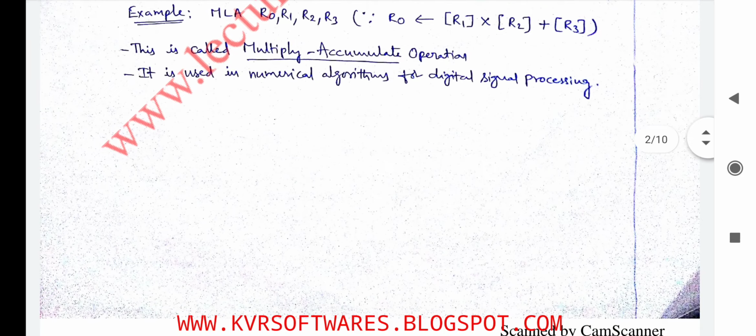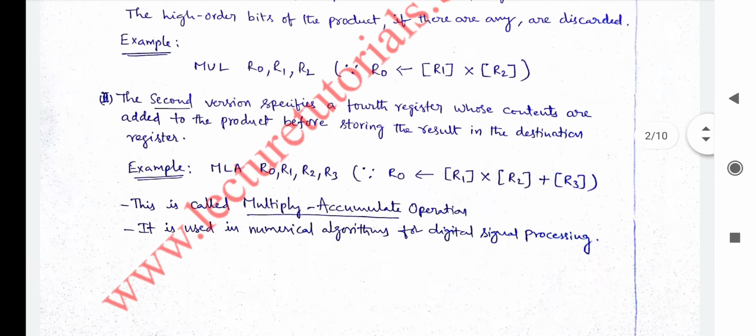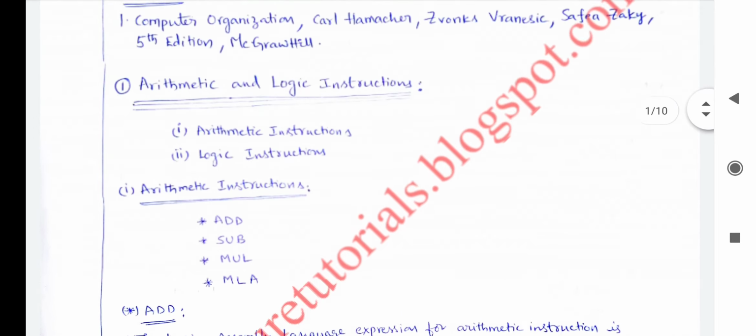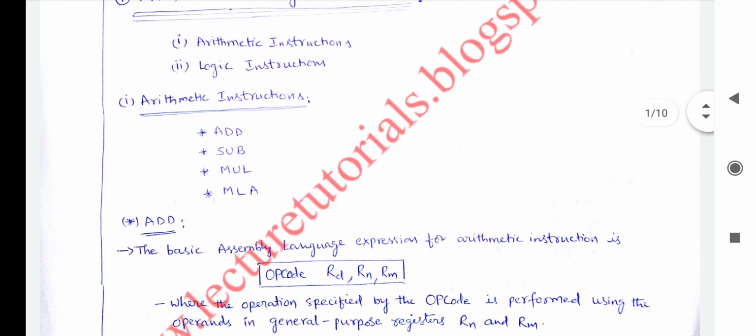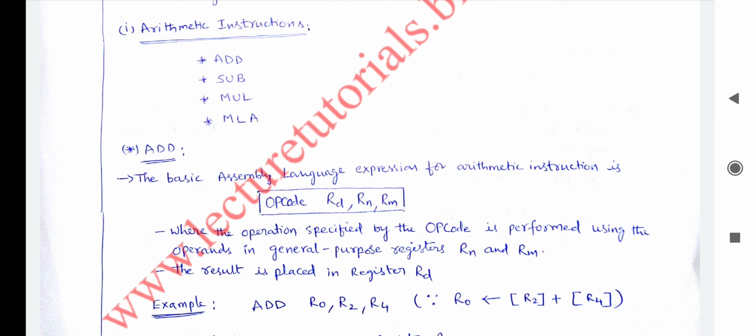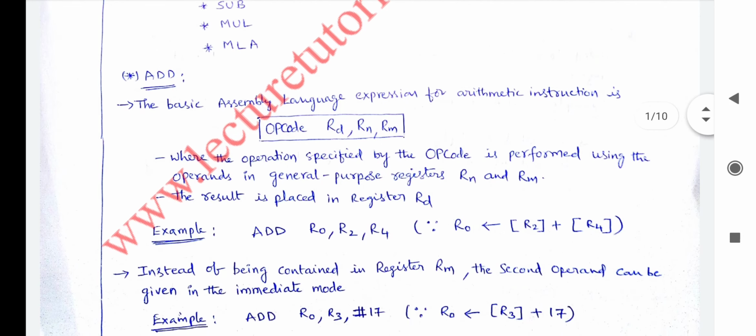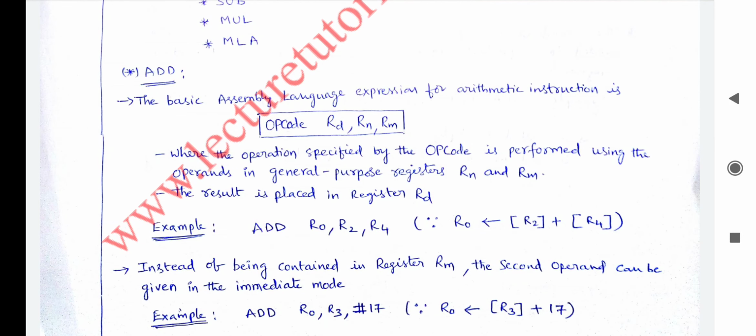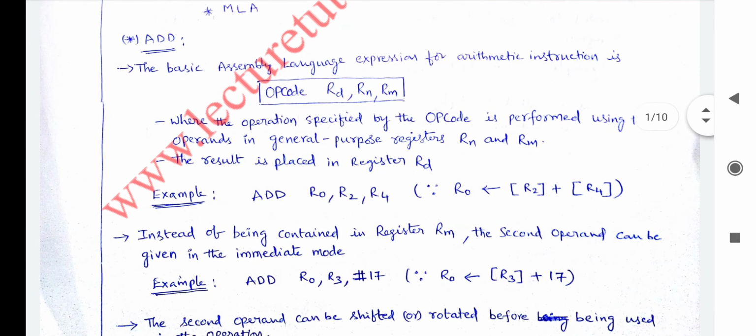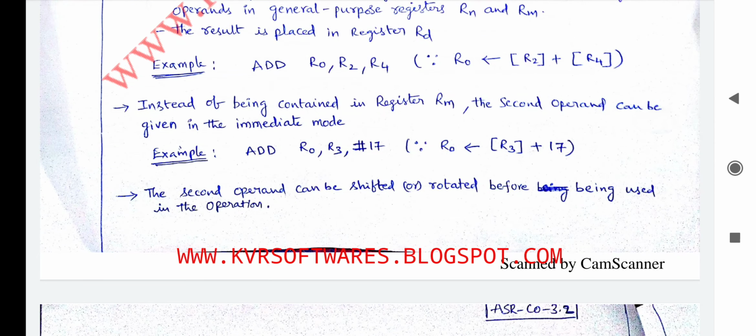Okay, one more time, arithmetic and logic operations. Arithmetic instructions are add, subtraction, multiplication and multiply accumulate. See, add has three types. You can add the contents of both registers and store the result again in a register. The second way is you can use an immediate operand added with the content stored in the register R3 and store the result in R0.